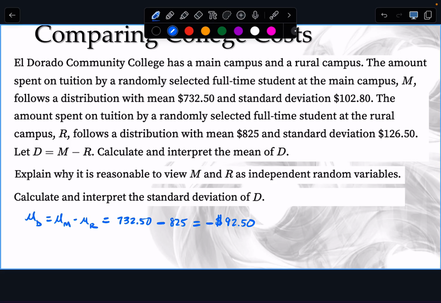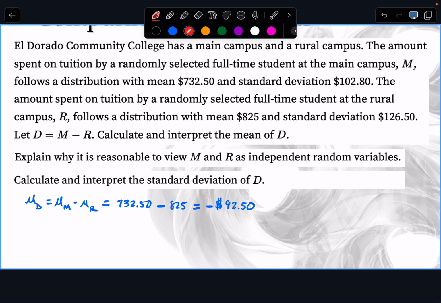So in the next part, explain why it's reasonable to view M and R as independent random variables. This kind of goes back to the Jeep Tours example, right? If we've got the main campus and the rural campus, would what one student at the main campus pays for tuition affect what the student at the rural campus would pay? No, one is not going to have a direct effect on the other, so it's reasonable to assume that these are independent. And because of that, we can then calculate the standard deviation.